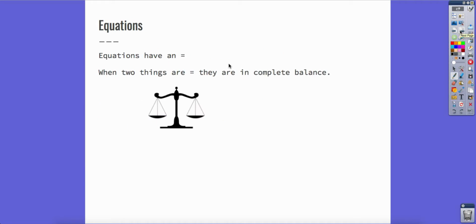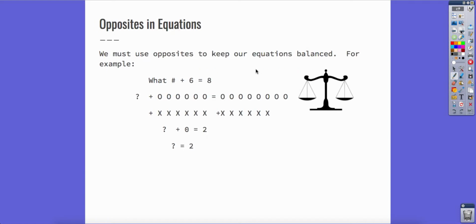The next important piece is equations. Equations have an equal sign, and it implies that there is a balance. When two things are equal, they are in complete balance, and I have this picture of a balance here. So how do we use opposites in equations? We must use opposites to keep our equations balanced.